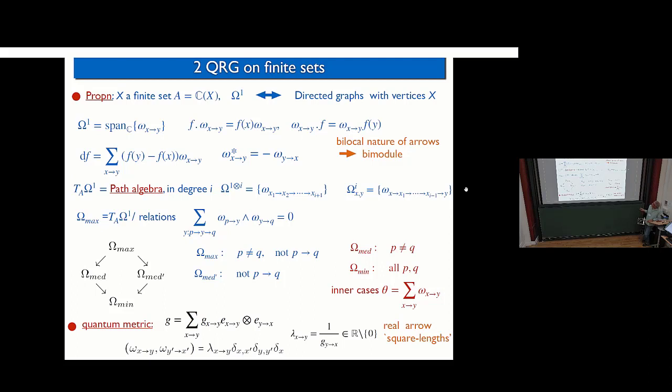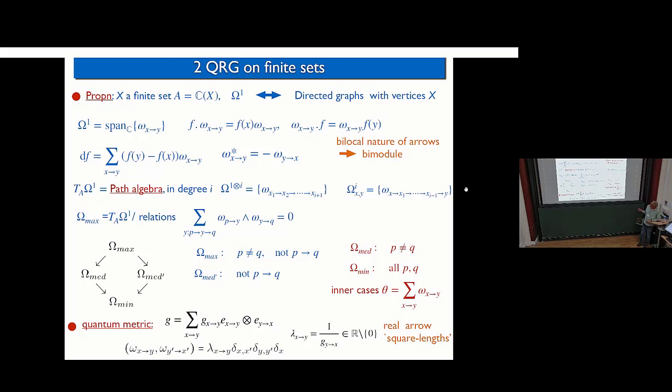Okay. Now, going back to the topic in hand, I want to show you some baby models on graphs. So if you have a finite set, it's been known for a long time. Someone told me it's buried in Constable, but I could never find it. That if you have a finite set, then first order differential calculi, omega 1, are in one-to-one correspondence with graphs whose vertices are x. So a graph is nothing other than a differential calculus.